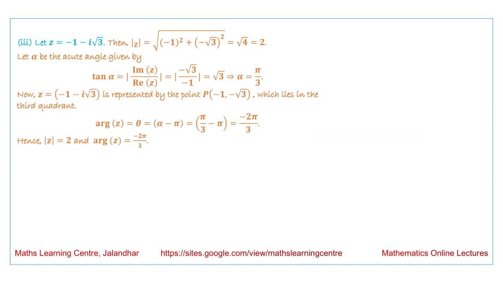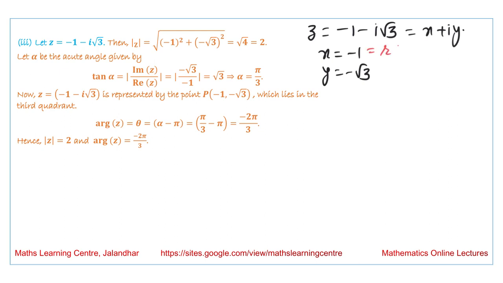Next is the number minus 1 minus iota root 3. So we are saying z is equal to minus 1 minus iota root 3. This is equal to x plus iota y. So we have x is equal to minus 1, y is equal to minus root 3. We substitute x is equal to r cos theta, y is equal to r sin theta. Both cos and sin are negative. It means that this number lies in the third quadrant.